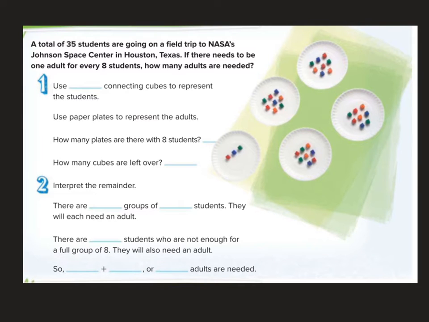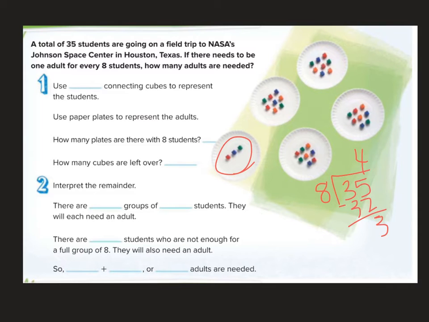A total of 35 students are going on a field trip to NASA's Johnson Space Center in Houston, Texas. If there needs to be 1 adult for every 8 students, how many adults are needed? So here we have our representation of plates, which are our groups. So if I take 35 and I divide it by 8, I know that 8 times 4 is 32, and then I'm left with 3 remainders.